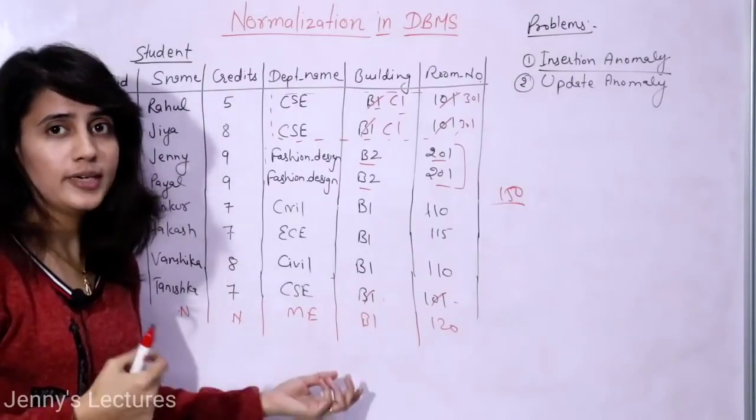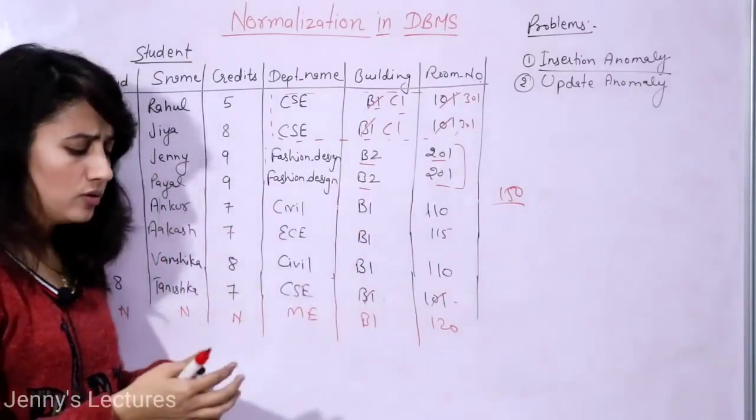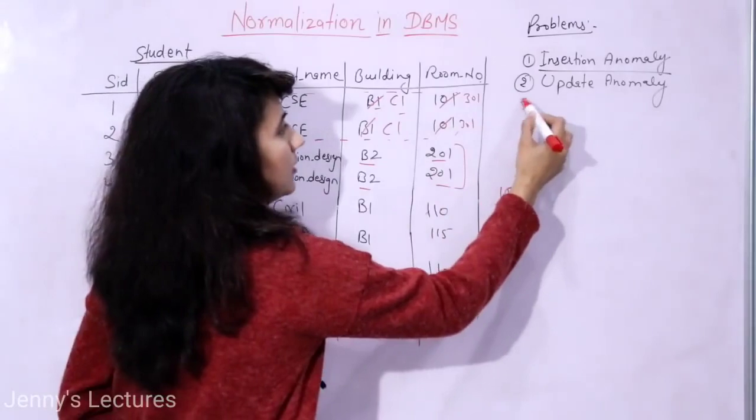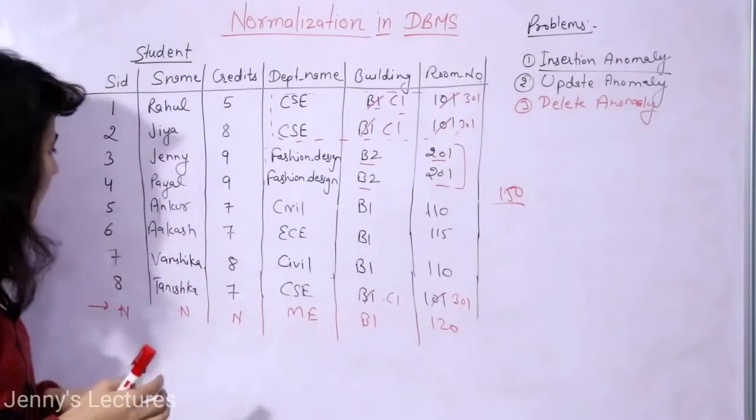So this is not a good database design, right? That is the update anomaly. Now the third is delete anomaly. What is this delete anomaly? Let us take one example.